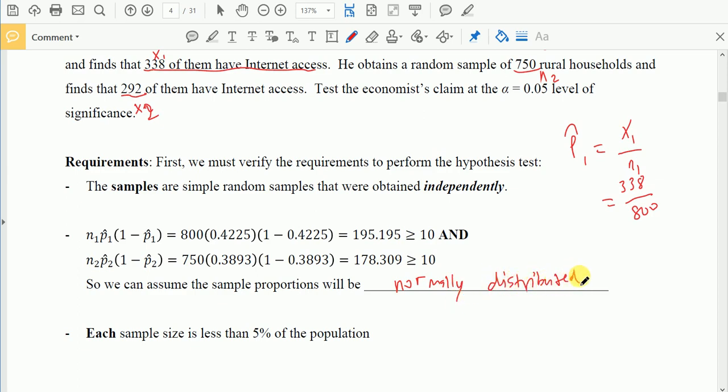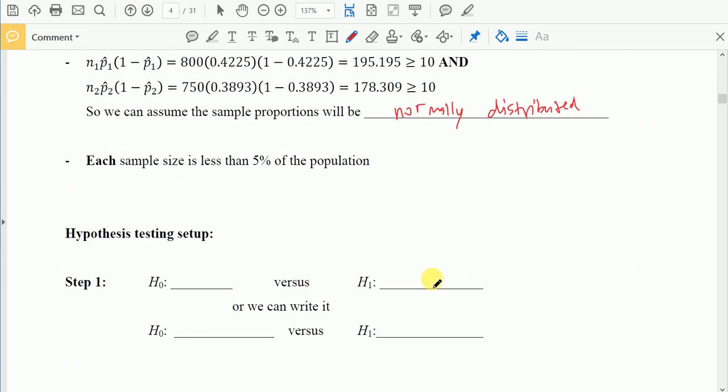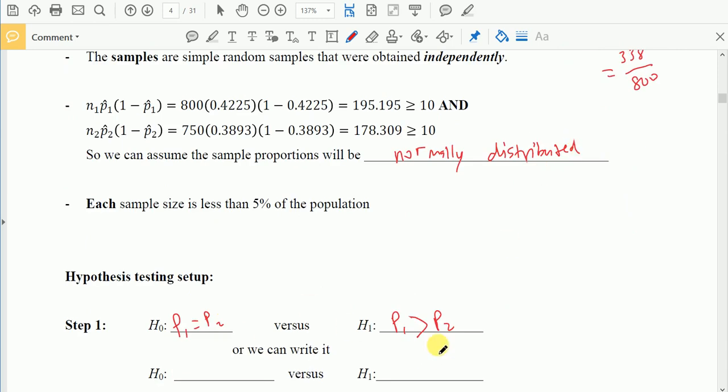Okay, so now after we have everything, we can do the hypothesis testing setup. So the null hypothesis, they are always equal, right? And now we claim that P1 is bigger than P2. So this is the right tail, right? The right tail.